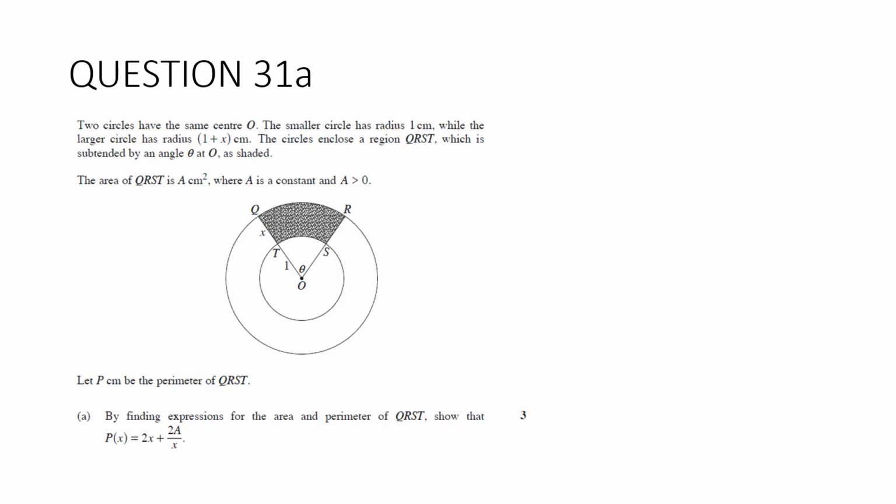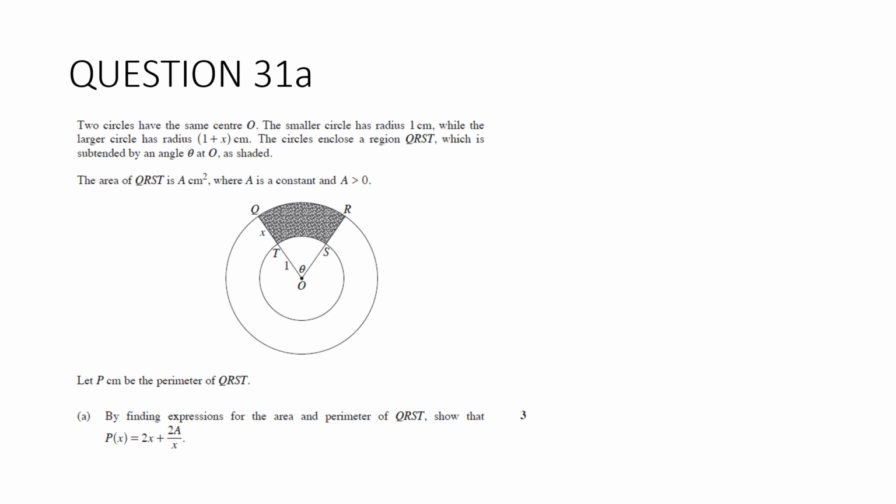Okay, last question. Question 31. Two circles have the same centre O. The smaller circle has a radius of 1 centimetre, while the larger circle has radius 1 plus x centimetres. The circles enclose a region QRST, which is subtended by an angle theta at O, as shaded. The area of QRST is A centimetres squared. A is a constant and is greater than 0. Let P centimetres be the perimeter of QRST. Part A: by finding expressions for the area and perimeter of QRST, show that P of x is equal to 2x plus 2A over x.